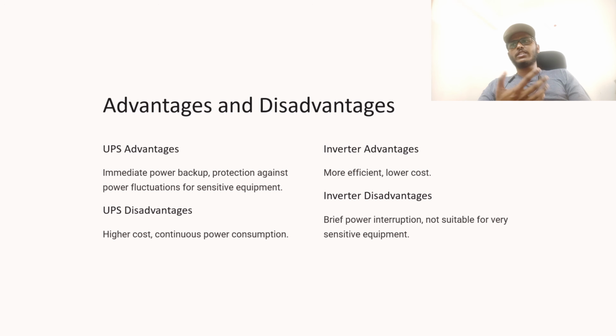And advantages and disadvantages, which we already discussed. The UPS advantage is immediate power backup and protection against power fluctuations for sensitive equipment, whereas the inverter advantage is that it is more efficient and lower cost. The UPS disadvantage is higher cost and, obviously, continuous power consumption. Since it is always on, the power consumption will also be more. The inverter's disadvantage is a brief power interruption. Wherever you require continuous operation, an inverter is not suggested, and it is not suitable for very sensitive equipment.